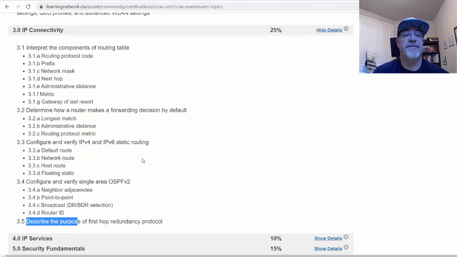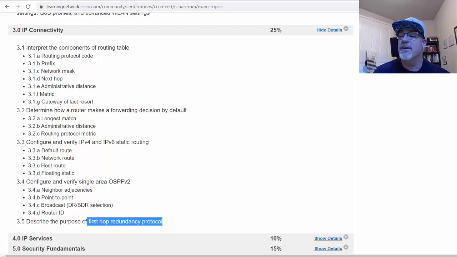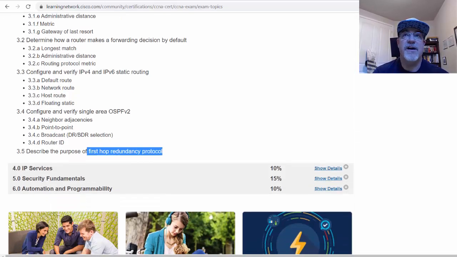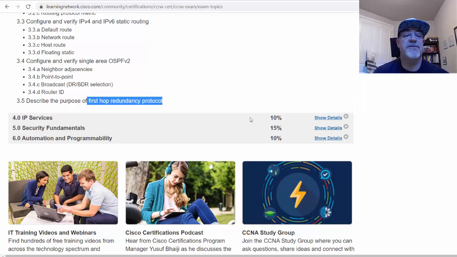So that is different. All it says here is configure and verify single area OSPF version 2 for IPv4, just the DR, BDR election process, the router ID, point-to-point neighbor adjacencies, that's it. And then describe first hop redundancy protocols, but you don't have to know how to configure Hot Standby Router Protocol. All right, let's go to IP services, security fundamentals, and then look at automation and programmability.